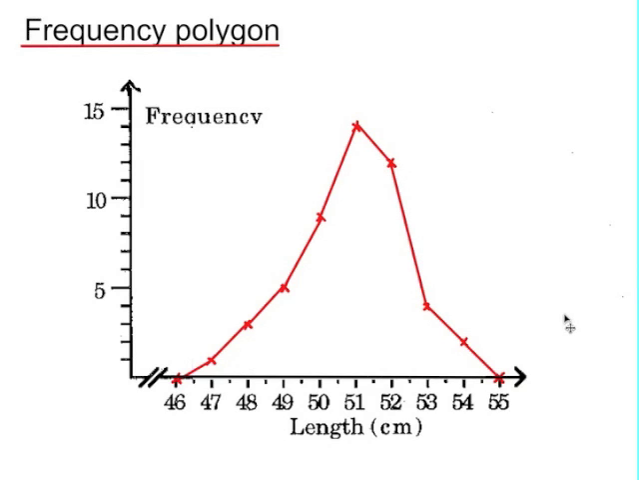Now we can leave the two displays together, or we can erase the histogram to leave only the polygon displaying. The main advantage to this is that we can now show more than one frequency polygon on the same axes. For example, this could be the lengths of female babies, and we could draw a second frequency polygon to show the lengths of male babies, whereas with a histogram it's very difficult to draw more than one set of data on the same axes.